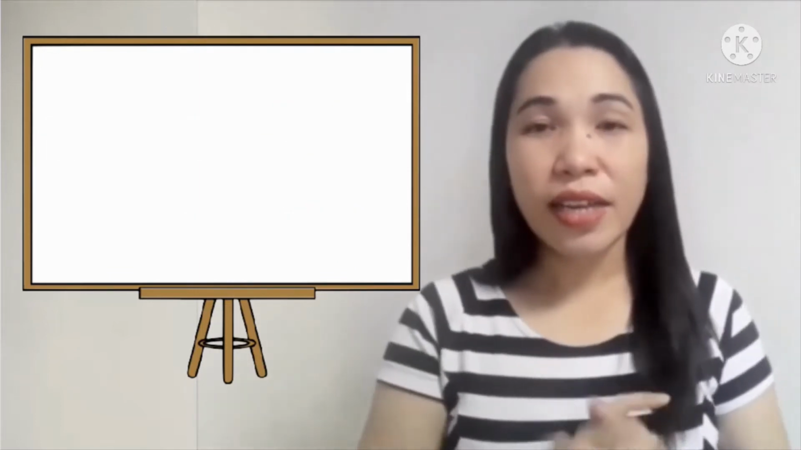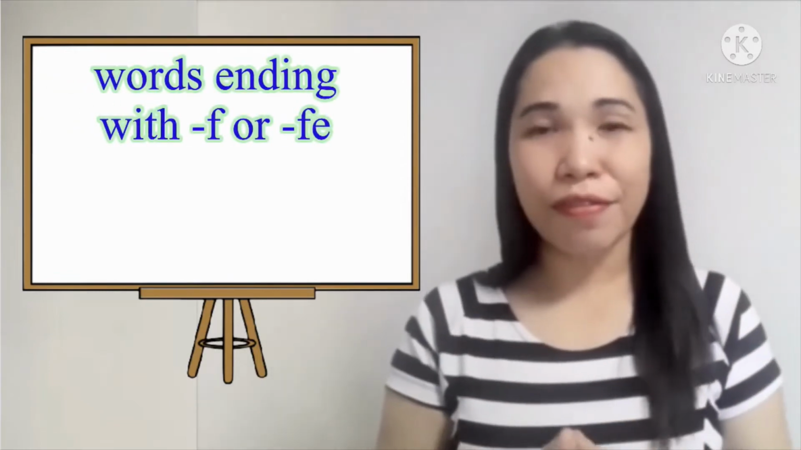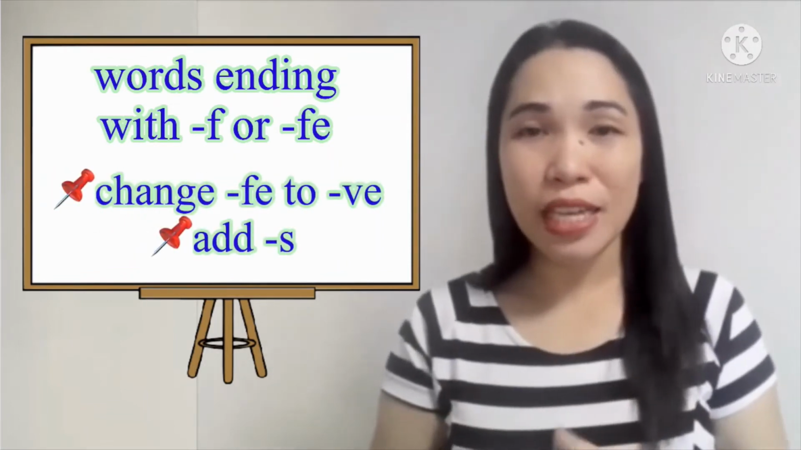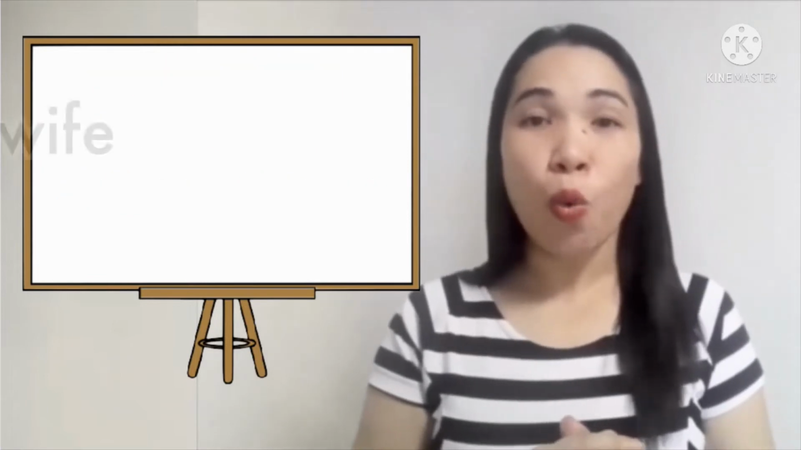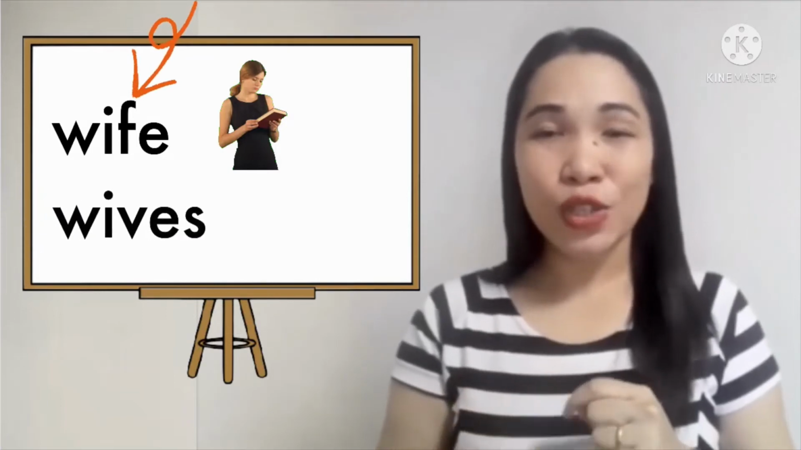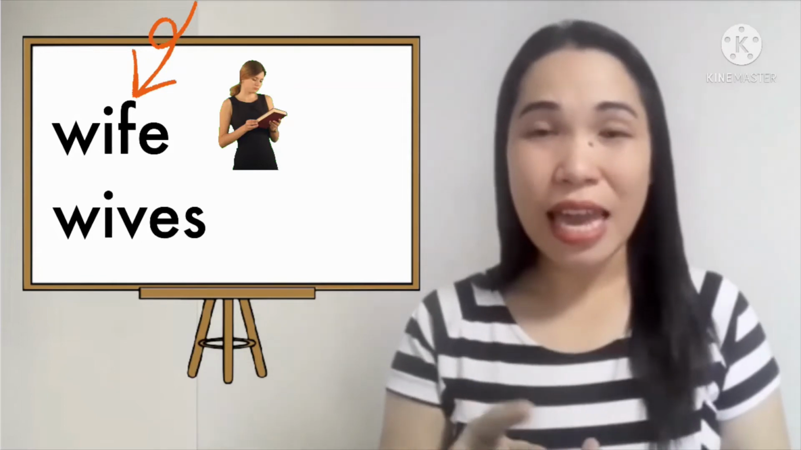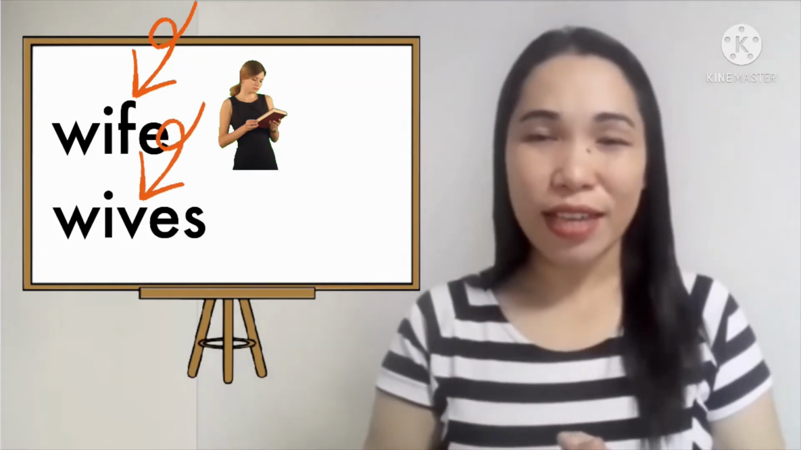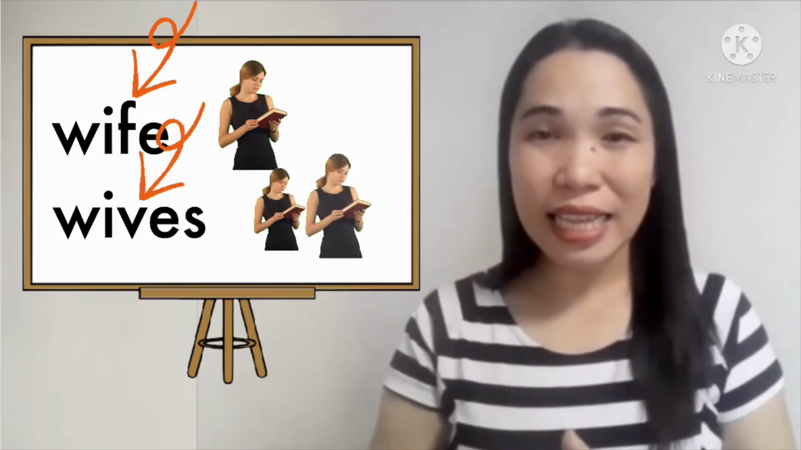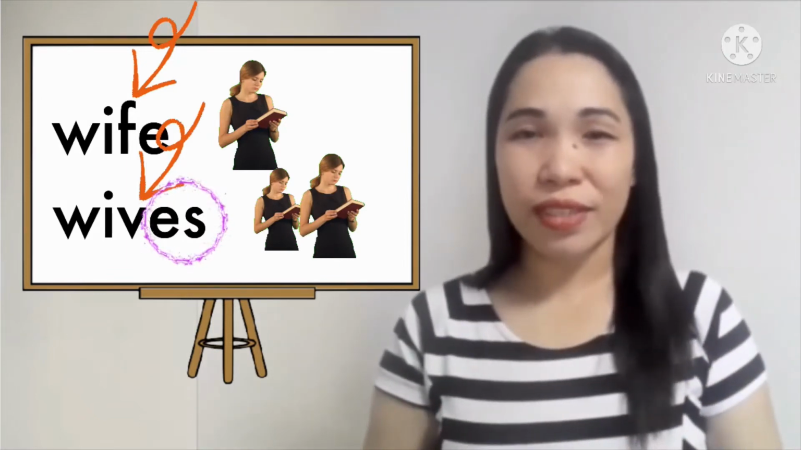Okay? The next rule is when a word ends with F or FE, we have to do something before we can make it into a plural form. For example, wife. The word wife ends with FE. So to make wife into a plural form, we have to change FE into VE first. So wife becomes wive, and then we add the S. So wife becomes wives.